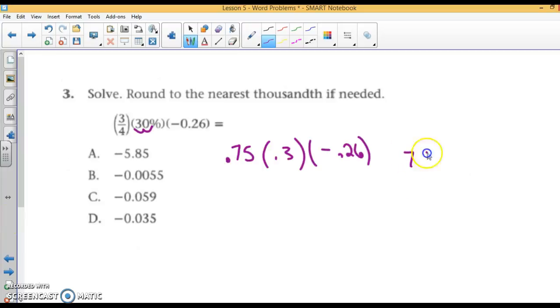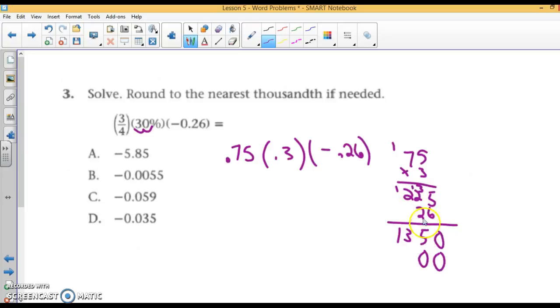Let's multiply. 75 times 3. Forget about the decimal place, just multiply. 75 times 3 is 15, carry the 1, 21, 225. And then I need to multiply that by 26, because I'm multiplying 3 things. I multiply that by the third. Forget about the decimal points right now. 6 times 5 is 30. 2 times 6 is 12, plus 3 is 15, carry the 1. 2 times 6 is 12, plus 1 is 13. Bring down a 0 because I'm multiplying by the second place. 2 times 5 is 10, carry the 1. 2 times 2 is 4, plus 1 is 5. 2 times 2 is 4.